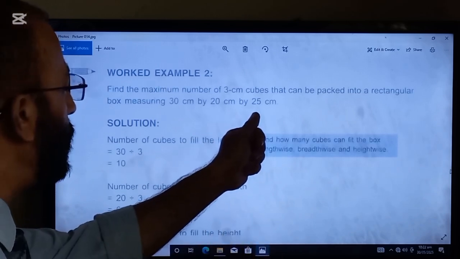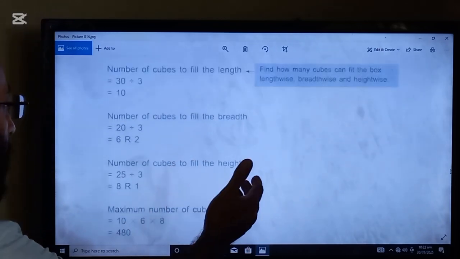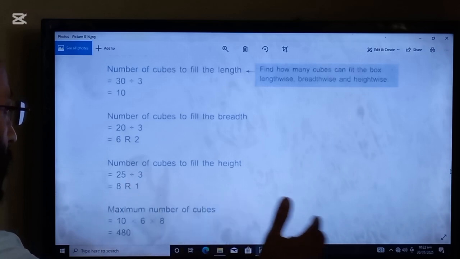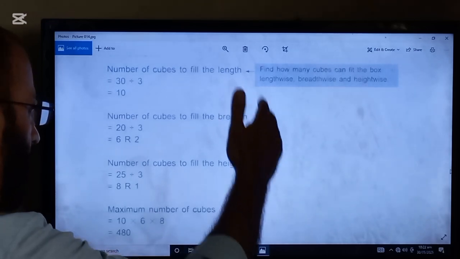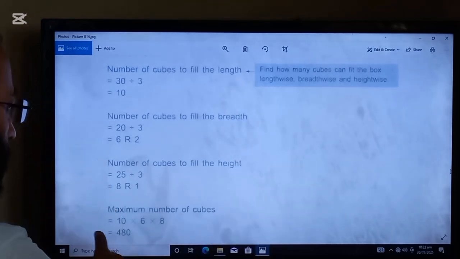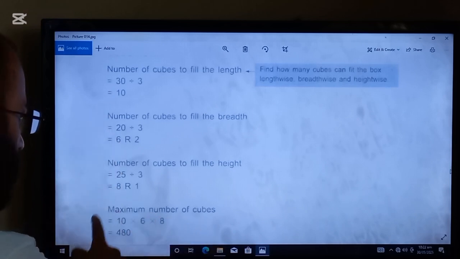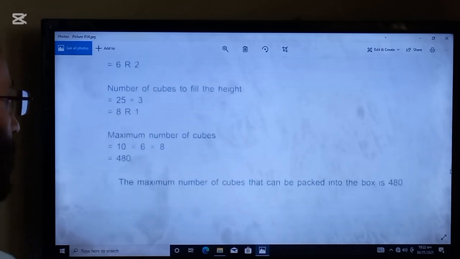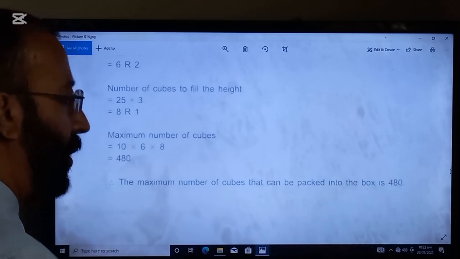And this is the height. So 25 divided by 3. So number of the cubes to fill the height, 25 divided by 3. So the answer will be 8 point something. So it means 8 complete cubes to fill the height. Now we will multiply these three values to get the maximum number of the cubes. So 10 multiplied by 6 multiplied by 8. Solve it on the calculator, you will get the answer. So this is the maximum number of the cubes that can be packed into the box.